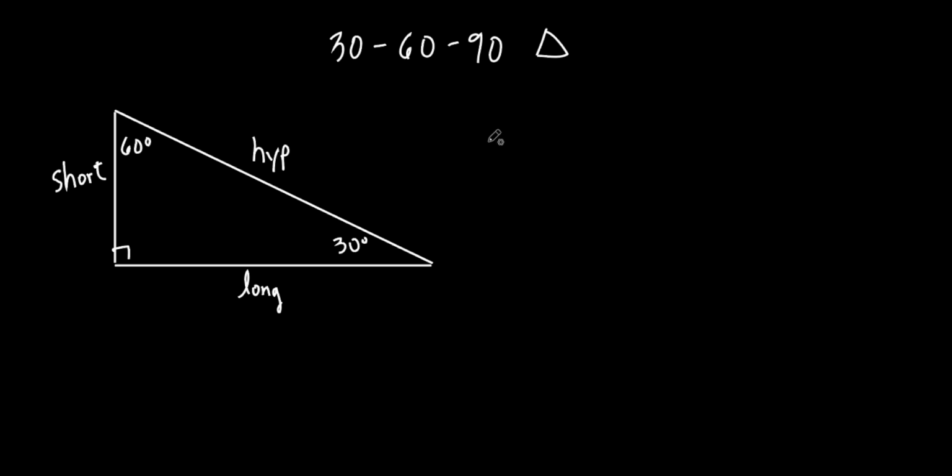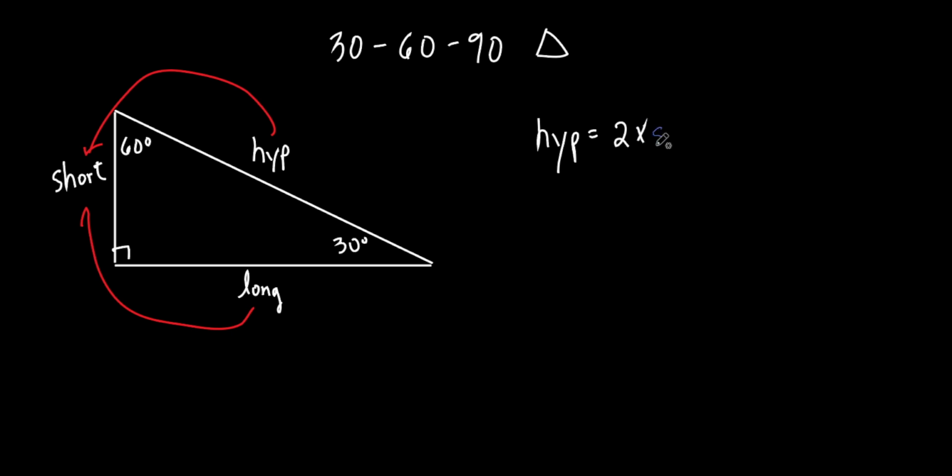All right, so the first one, and what I'm going to do is a comparison, and they all are going to compare to the short side. So I'm going to do a comparison with the hypotenuse to the short side, and a comparison with the long side to the short side. Okay? So there's 2 things that you have to know here, and here it is. The hypotenuse is equal to exactly twice the shorter or the short side.